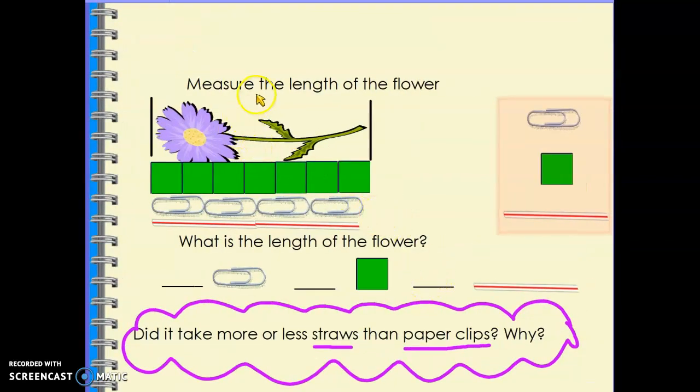Alright, it says measure the length of the flower. So here's our flower. What is the length of the flower using paper clips, using the green squares, and using the straws? Okay, so after you've done your measuring and counting, did it take more or less straws than paper clips? Did it take more straws or less straws than paper clips? And why? I'm looking forward to hearing your responses.